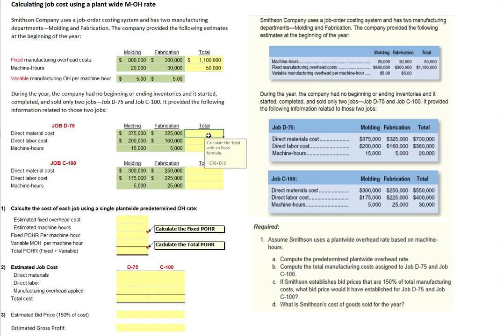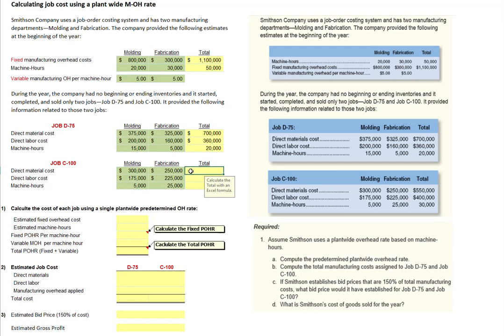Total direct material cost for job D75 is $375,000 in materials in the molding department, plus an additional $325,000 in fabrication for a total of $700,000. Our total direct labor cost is $360,000, and our total machine hours is 15,000 in molding and 5,000 in fabrication.